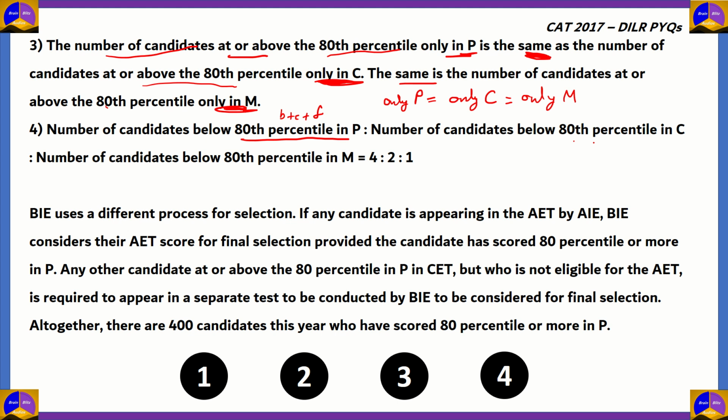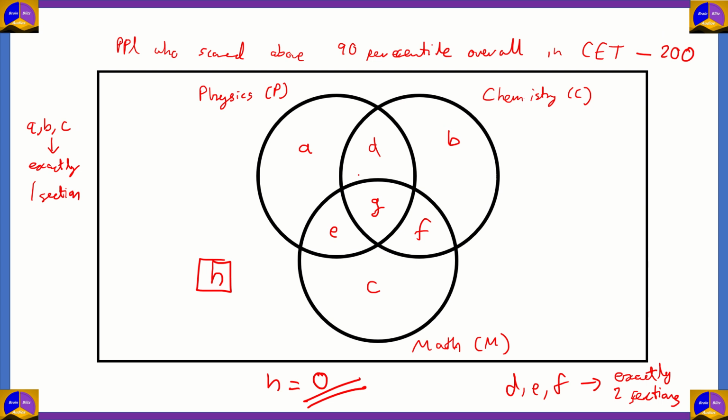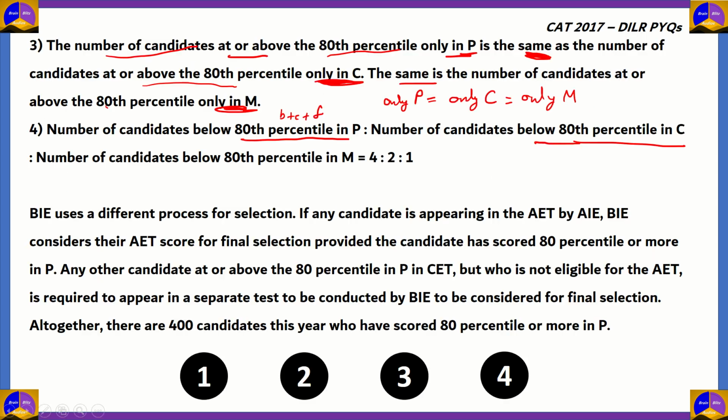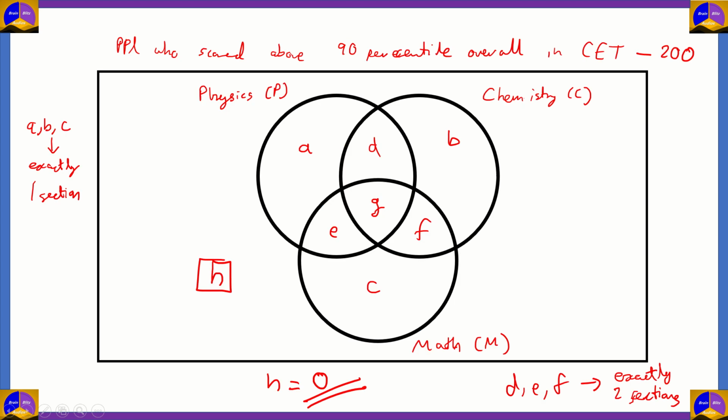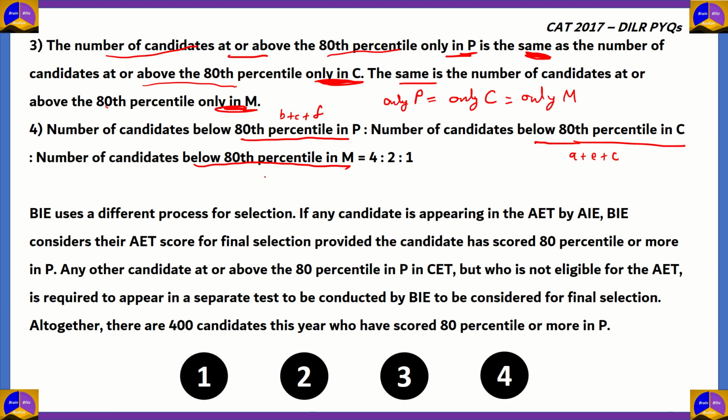Similarly, for chemistry, the people below the 80th percentile would be represented by A, E, and C. So A plus E plus C would give you the number of candidates below the 80th percentile in chemistry. Now, the same criteria for math: if you take the circle of math outside, you would see A, D, and B are the sections of candidates who scored below the 80th percentile in math. So it would be A plus B plus D.